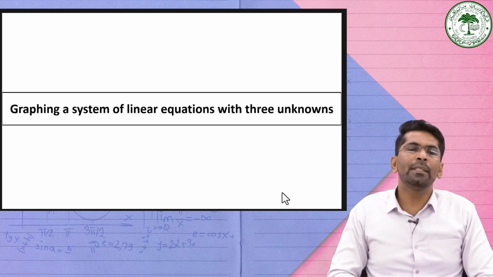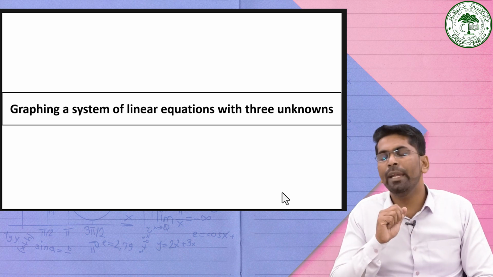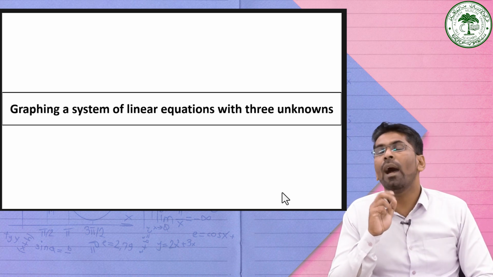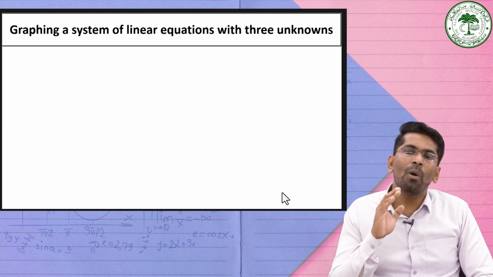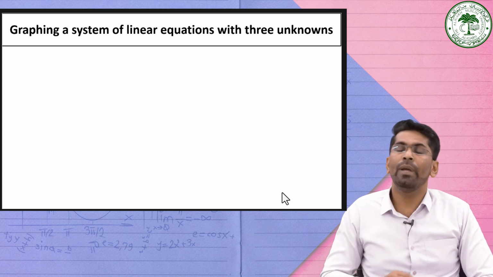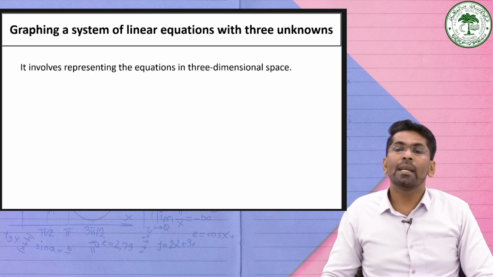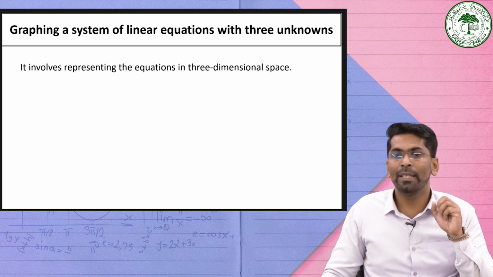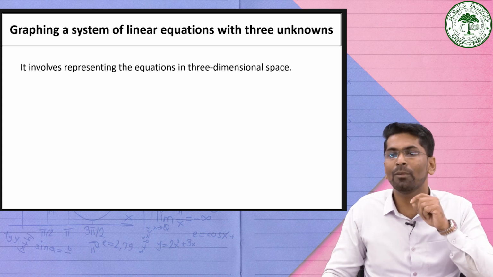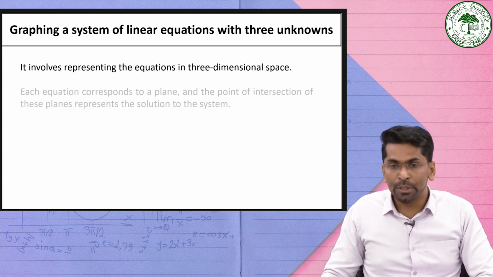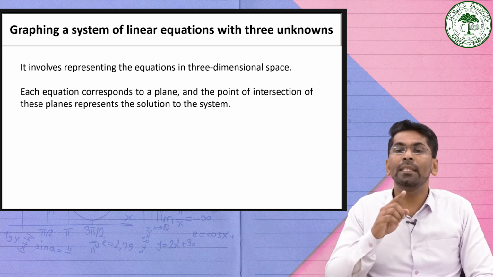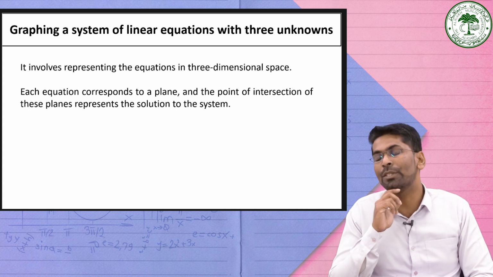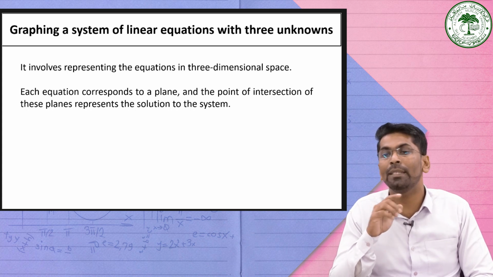Now see, we are going to consider graphing a system of linear equations with 3 unknown variables. The graphing of a system of linear equations with 3 unknown variables involves representing the equations in 3-dimensional space. It is not a Cartesian coordinate system. Each equation corresponds to a plane, and the point of intersection of these planes represents the solution to the system.